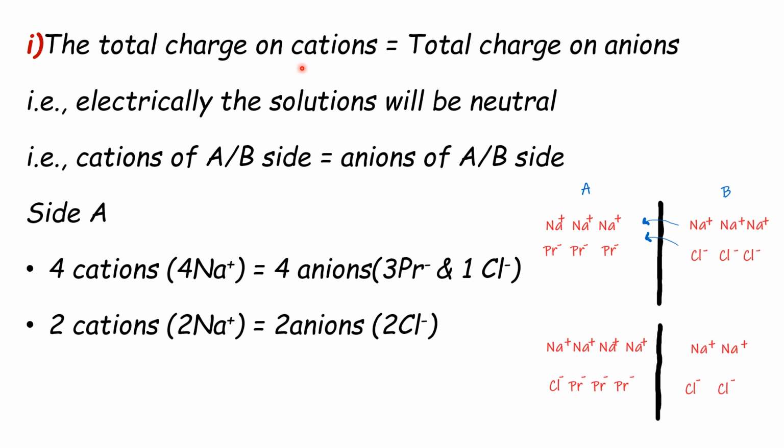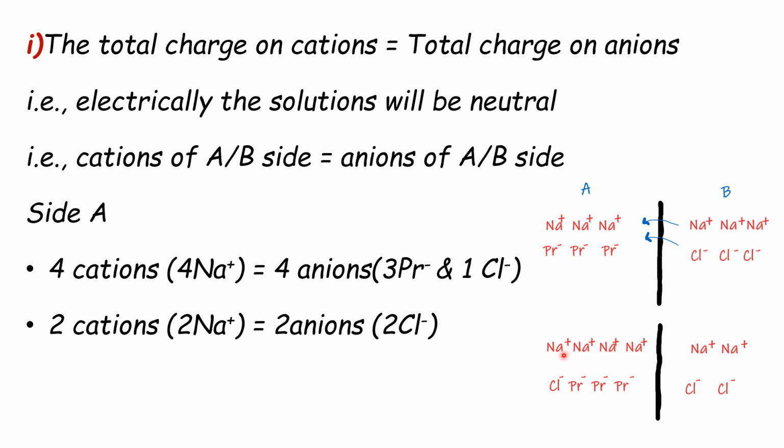The total charge on cations will be equal to the total charge on anions, that is, electrically the solutions will be neutral. So the cations of side A will be equal to the anions of side A, and the cations of side B will be equal to the anions of side B. Let me explain once again. So let me explain like this.